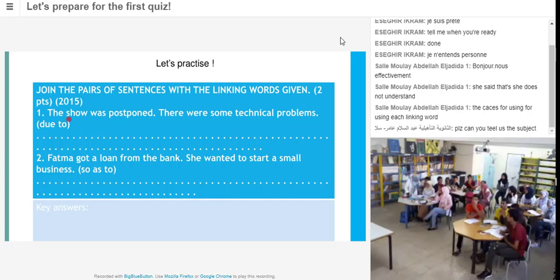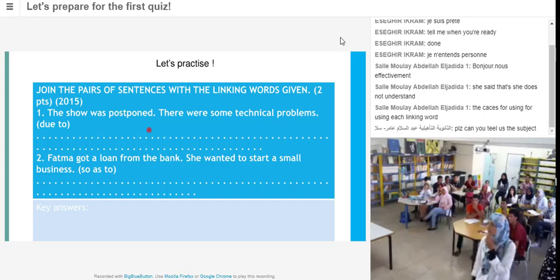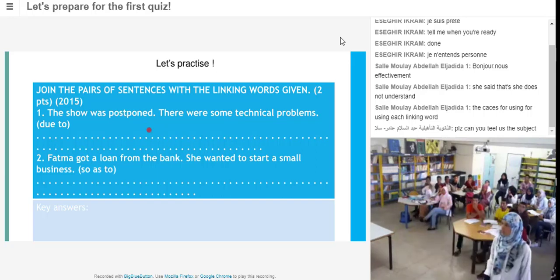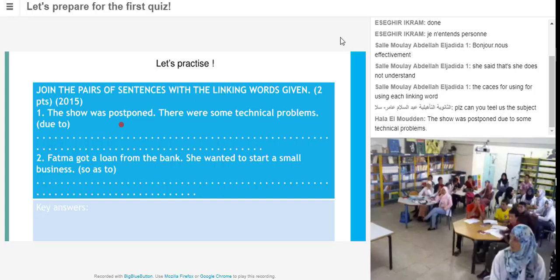The first one: the show was postponed. There were some technical problems. The verb to postpone means to put off. It means you can postpone it, it is not really canceling. It means you just give it another time, or fix another time for the show to happen. The show was postponed due to some technical problems.